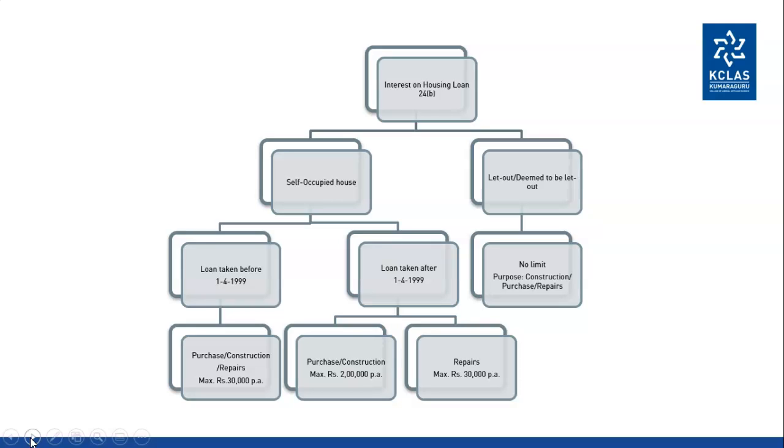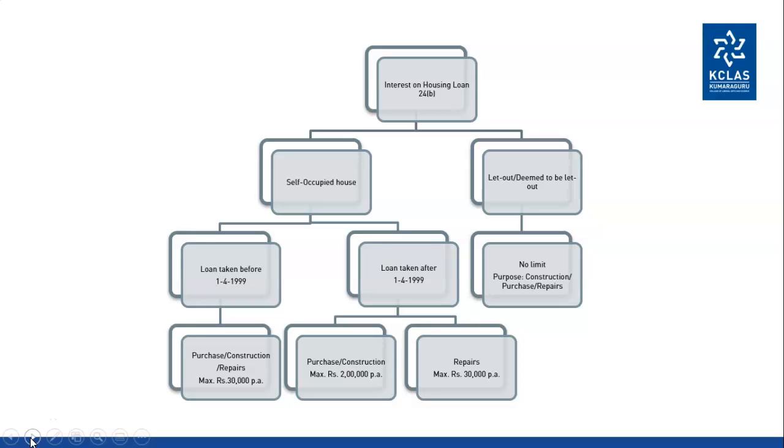Second condition, the borrower must obtain a certificate from the lender specifying the amount of interest payable. The certificate must also specify the purpose of the loan, that is, whether the loan was taken for purchase or construction of the house or two houses, or as a refinance of an earlier loan taken for construction or purchase of the house or houses. So these two conditions have to be very carefully considered.